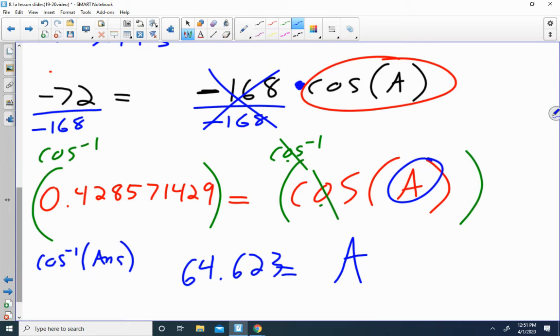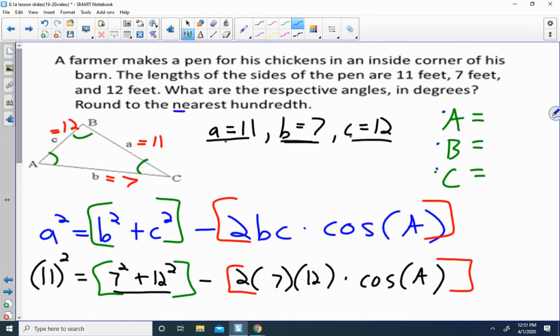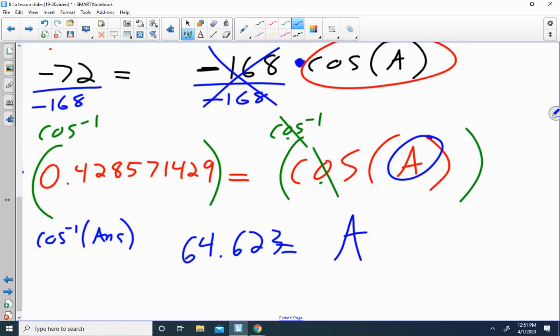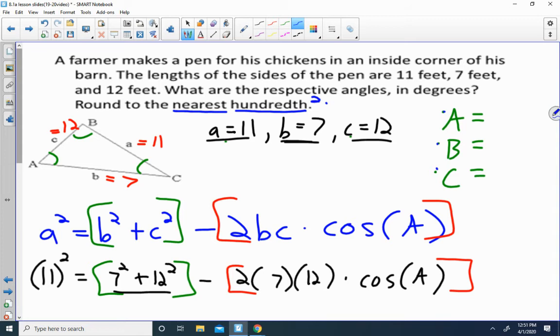64.623. But wait a minute. Let's check the instructions. The instructions said round to the nearest hundredth. Hundredth means 2 decimal places. So in other words, the 3 wouldn't tell us to round up, so it'll just be 64.62 degrees. So let's go ahead and write that for big A. Big A will be 64.62 degrees.